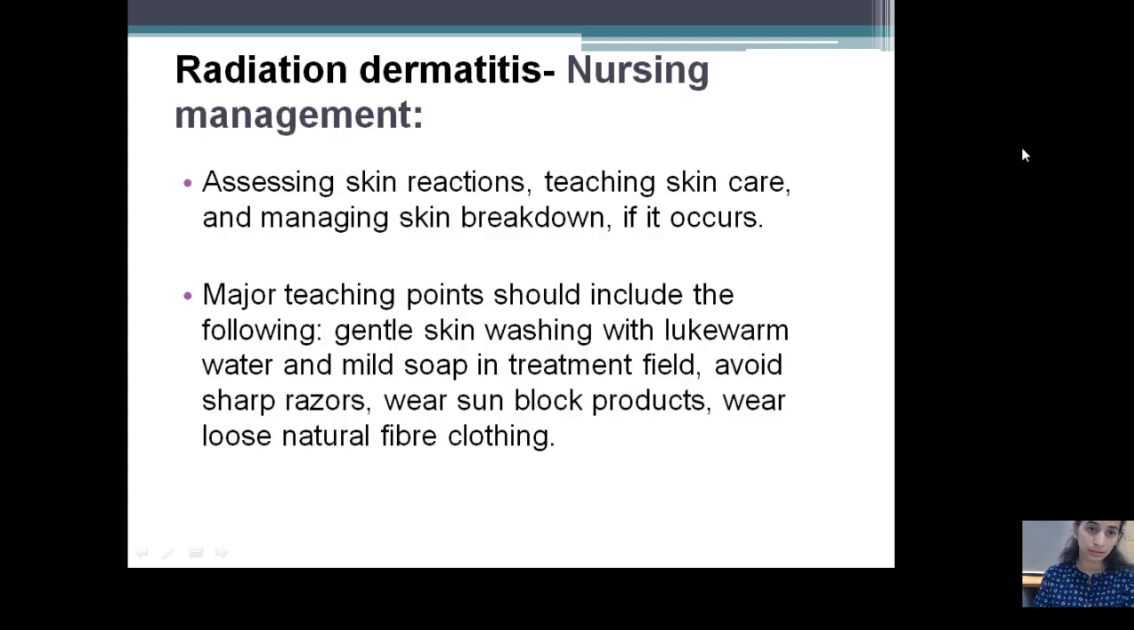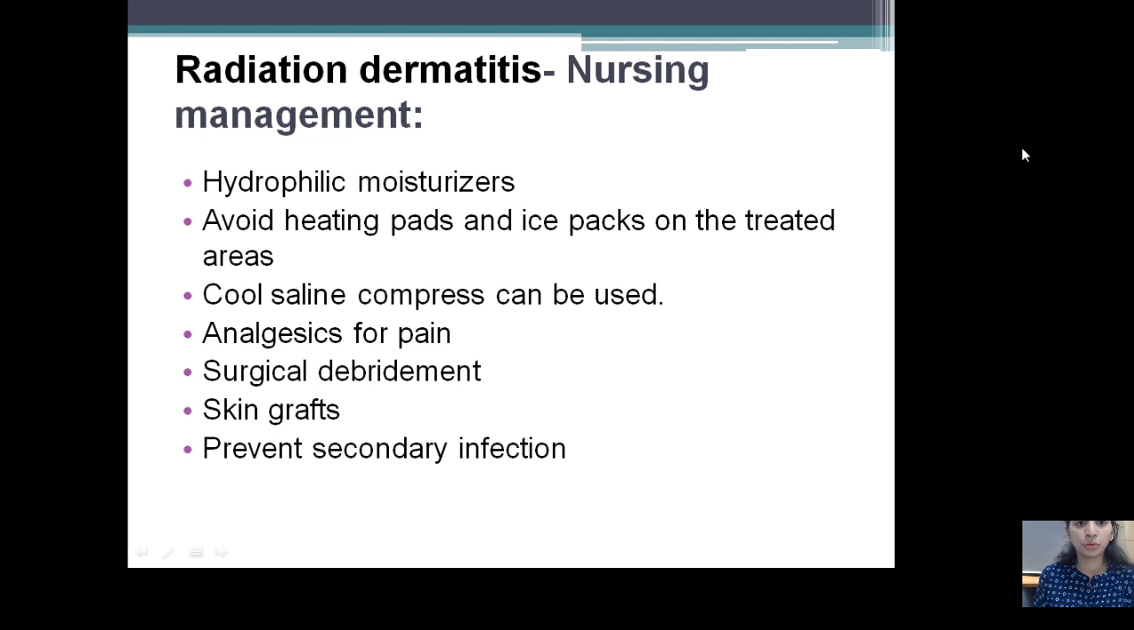Radiation dermatitis nursing management: we have to assess skin reaction, teach skin care and manage skin breakdown if it occurs. Major teaching points should include the following: gentle skin washing with lukewarm water and mild soap in the treatment field. Avoid sharp razors, wear sunblock products and wear loose natural fiber clothing. Also, we have to educate the patient to use a hydrophilic moisturizer, and avoid any heating pads and ice packs on the treated area.